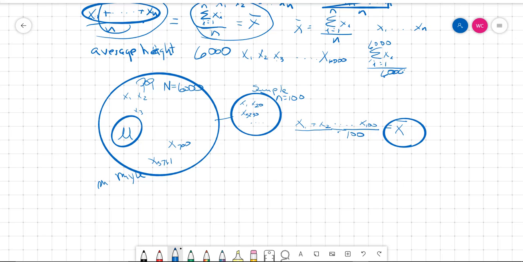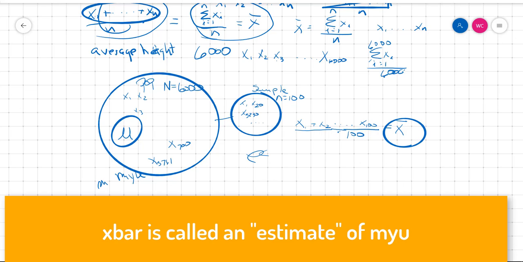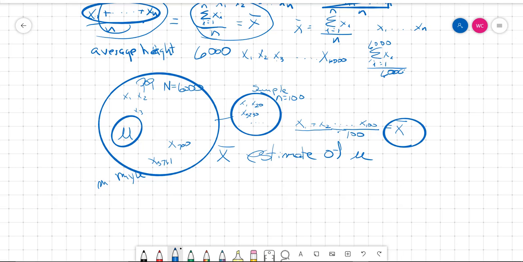We're going to call that an estimate of mu. So x bar is called an estimate of mu. Obviously it's not going to be equal to mu. It's unlikely that it's going to be equal to mu. It only estimates mu. And if we took a different sample, we would get a different x bar.